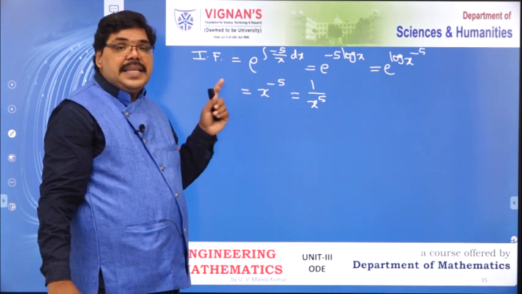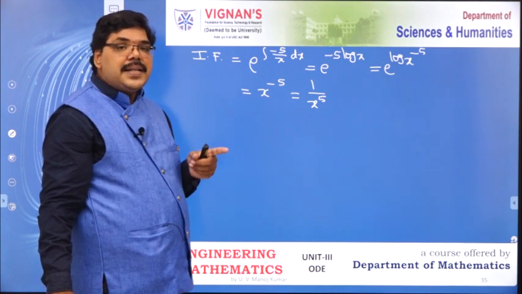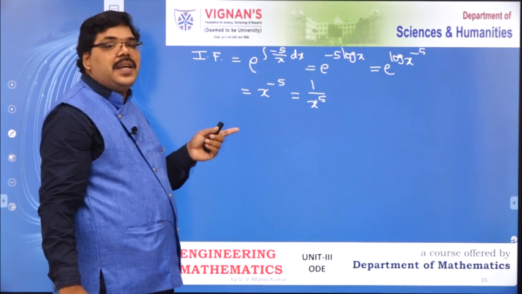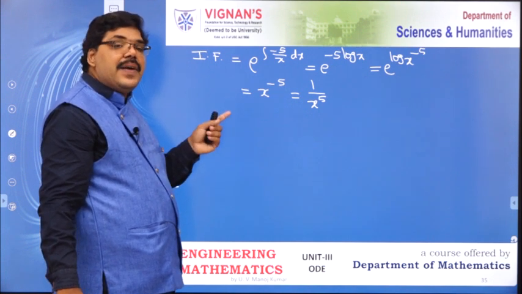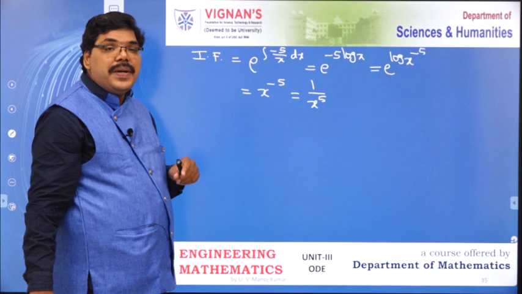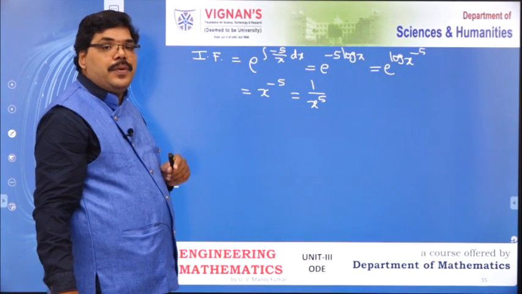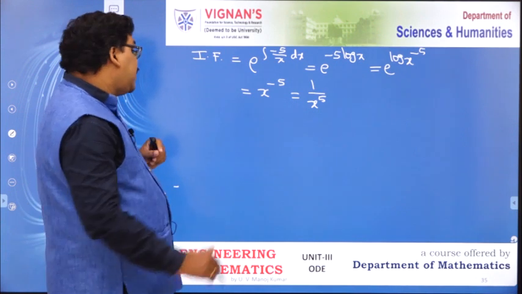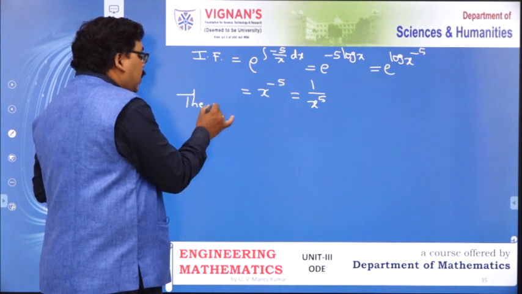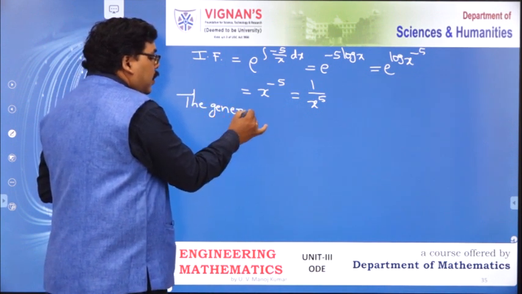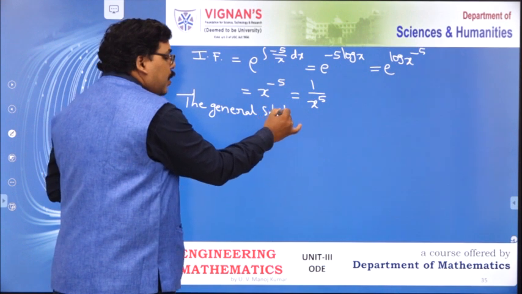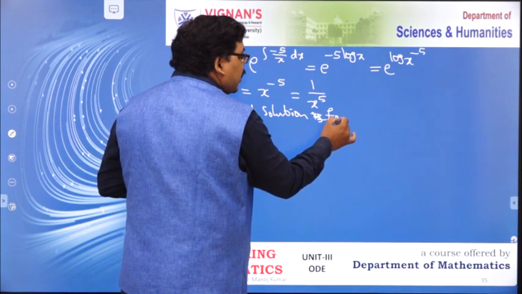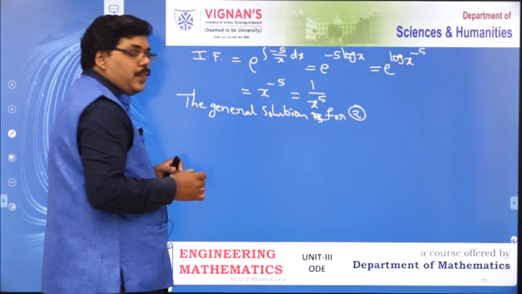This integrating factor is calculated for equation 2, because equation 2 is in linear form. So we are solving the second equation, which is in linear form, and its integrating factor is 1 by x power 5. What is the dependent variable? Z is the dependent variable. So after knowing the integrating factor, the general solution is, for equation 2, we are calculating.